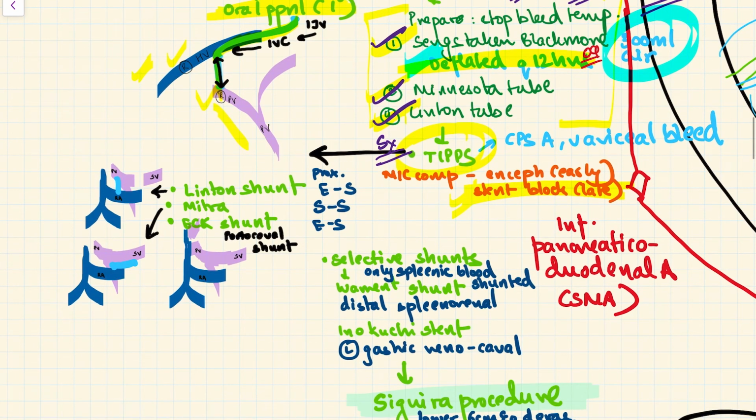Other types of shunt are Linton shunt, Mitra shunt, and Eck shunt. You can just read about this, not very important to learn. They can be asked as options, right? But you just need to know the names and just have a look at this. Like this is an end to side anastomosis, this is a side to side anastomosis, right? But these are all proximal shunts.